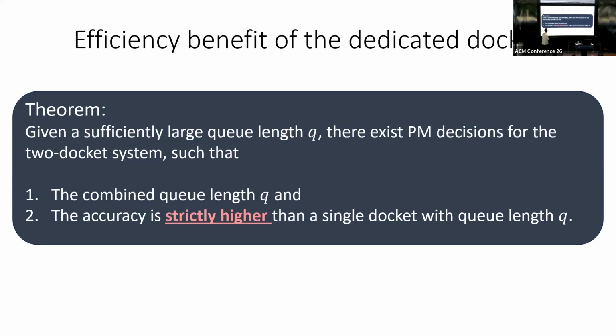In particular, given a sufficiently large Q-length queue, there exist PM decisions for the two docket system such that the combined Q-length record is equal to Q, and the accuracy is strictly higher than a single docket with the same Q-length. And notably, this result holds even when all asylum seekers have the same probability of meriting asylum. So it does not need to distinguish the type of asylum seeker.